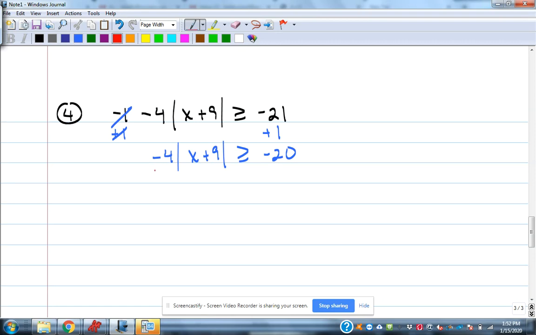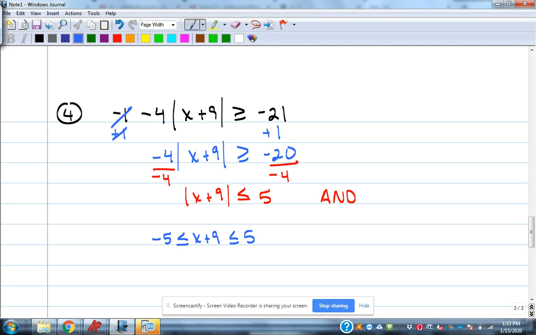Divide by negative 4 on each side. So when you divide by negative 4, it flips the symbol. So instead of being an or problem, it's an and problem now because it's less than. And because it's an and problem, x plus 9 goes in the middle, and then less than or equal to goes on each end.